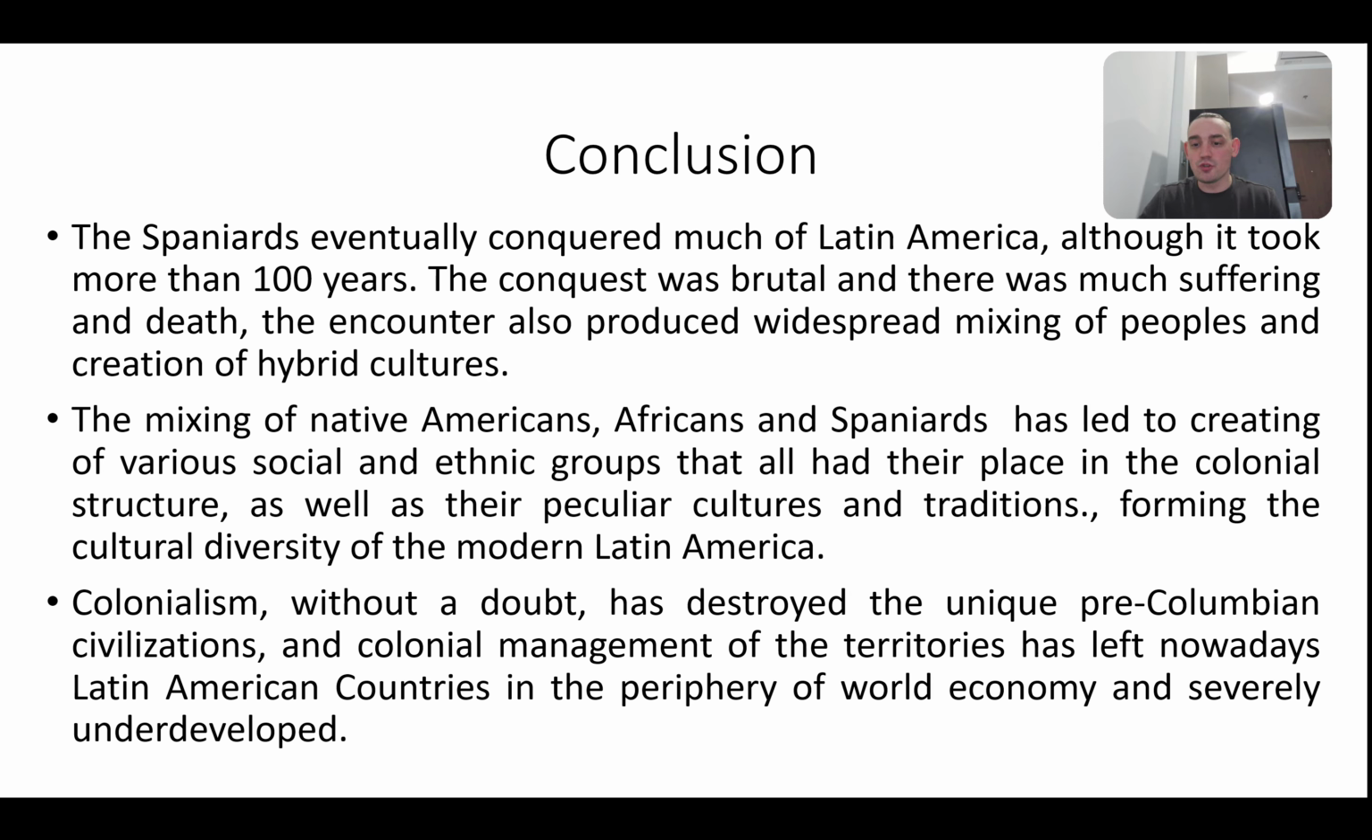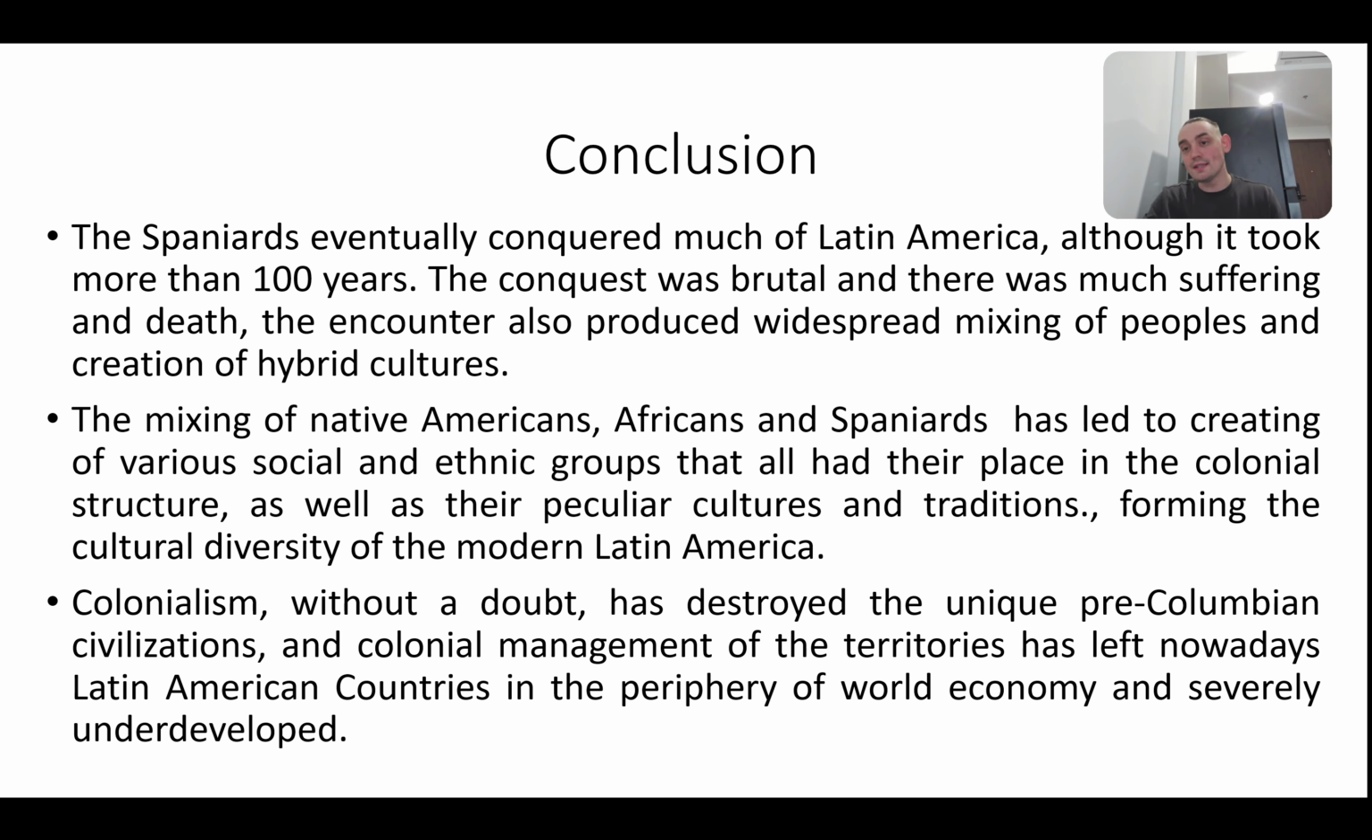Colonialism, without a doubt, destroyed the unique pre-Columbian civilizations, and colonial management of the territories has left present-day Latin American countries in the periphery of the world economy and severely underdeveloped, because all they did was take, take, take. No industries were developed because Spain was very scared that these people would become more powerful, because there were more people, more resources, more of everything. But they were like, no, you're not allowed to use it. You're not allowed to develop. Everything should go to Madrid, right?